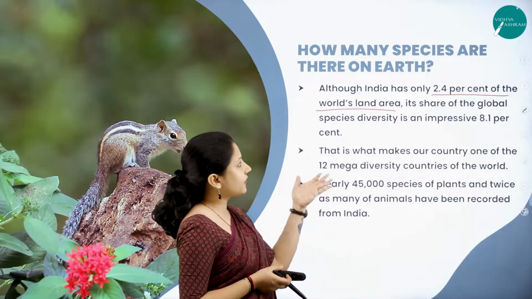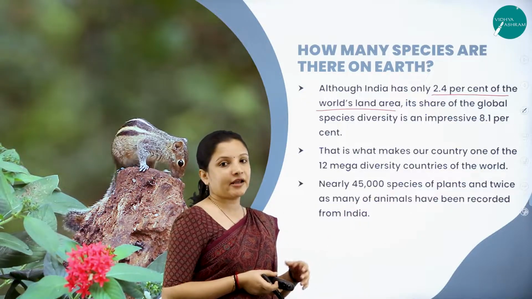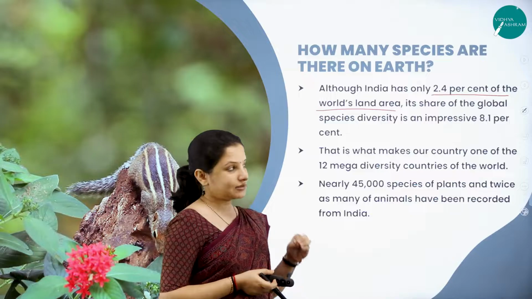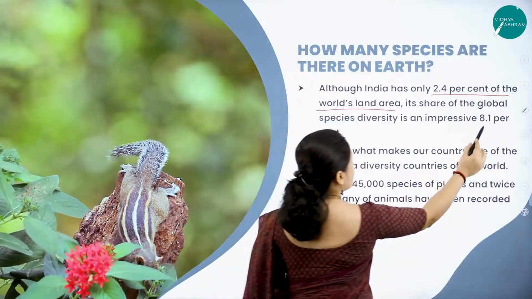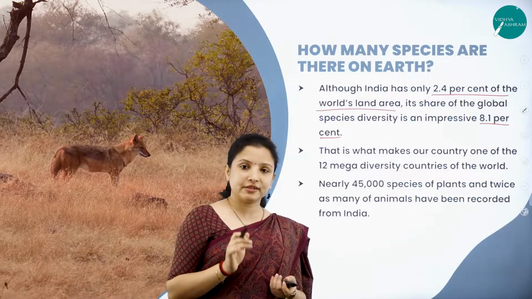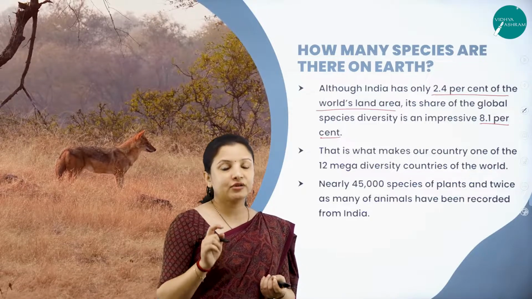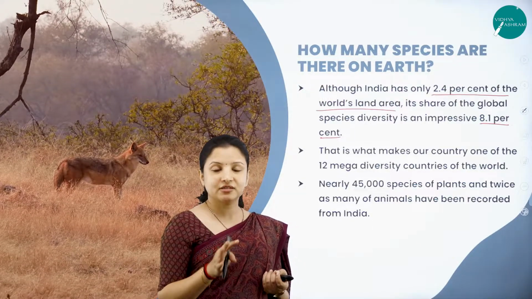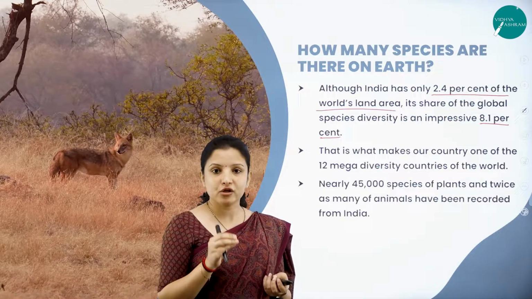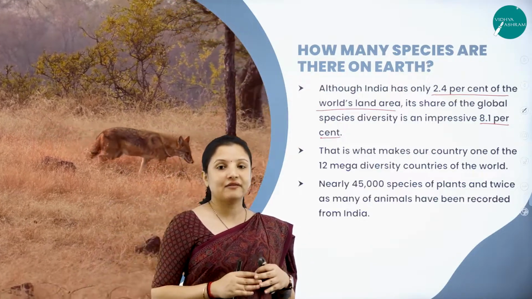But in spite of having only 2.4% of land area when compared to the land area of the world, India is quite rich in species diversity, and it has 8.1%. When compared to the whole world, 8.1% of species diversity is seen in India, and nowhere else can you find so much species diversity in any country when compared to India. So that is the beauty of India. Though we are very small in land area, the species diversity is rich.